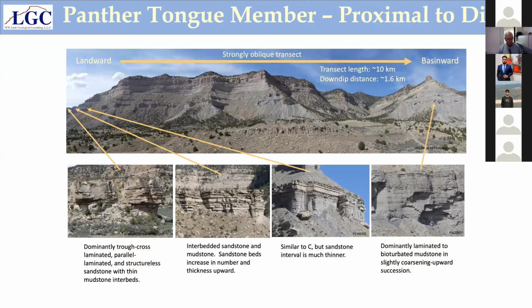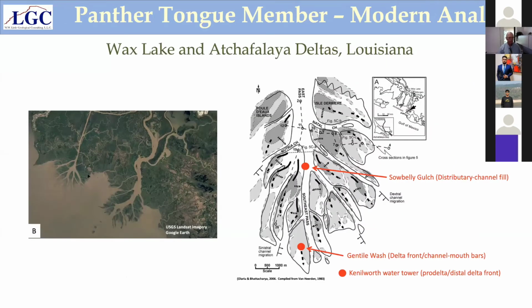And so to just wrap this up, a modern analog for the Panther Tongue is this delta right here, actually both of these deltas. These are the Wax Lake on the left and the Atchafalaya deltas in the state of Louisiana. This is the Gulf Coast. And if we take the Atchafalaya, the picture with the distributary channel would probably fall about there. The one with the delta front sandstones about here. And notice how quickly we become the very muddy unit. And so in a very short distance, you have those changes in facies.